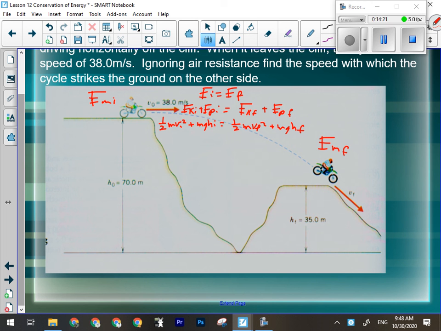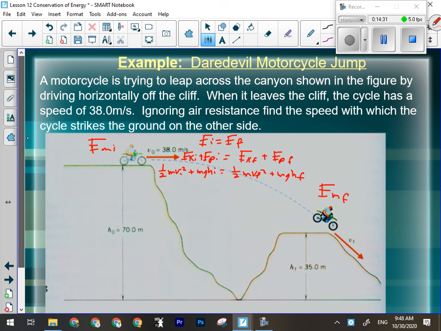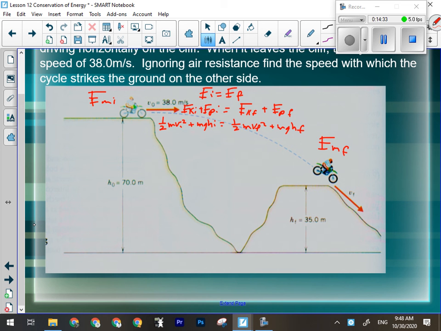So I've got all of these, none of them are zero, but what's in every single one of these terms? Mass. What can I do with it then? Cancel it. Which is good because I don't think they ever told me how heavy the bike is. Since it's in every term, I can cancel it off. So I've got 1/2 vi squared plus g hi equals 1/2 vf squared plus g hf.